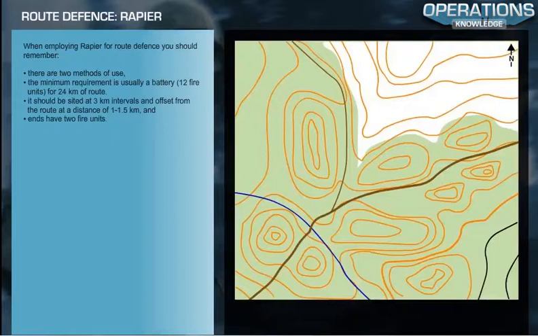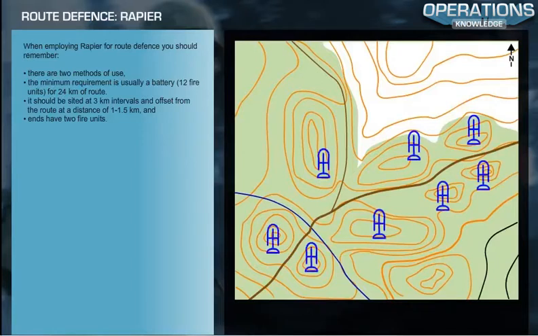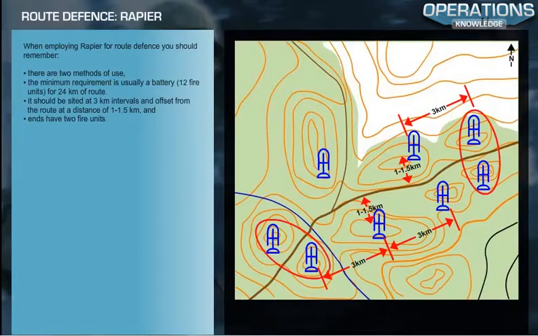The 2 methods that Rapier can be used to conduct route defence are defending along the route or incorporating the defence in an area defence. The minimum requirement is usually a battery, 12 fire units for 24 kilometres of route. With the exception of those at each end of the route, fire units should be deployed either side of the route at 3-kilometre intervals and offset from the route by 1 to 1.5 kilometres. Each end of the route should be covered by 2 fire units.